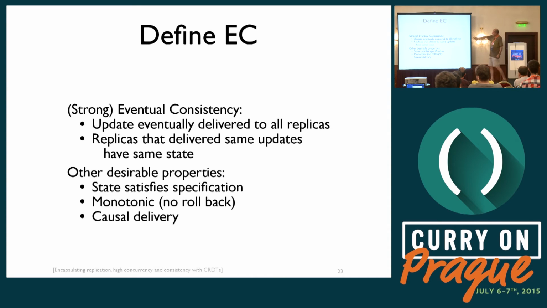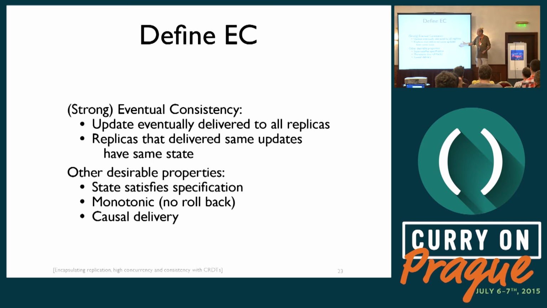So this is eventual consistency, but there are other properties that you often want in addition to it. First of all, you want to make sure that the state satisfies some kind of specification. I'll talk about the specification of CRDTs in a minute. If you just say they all have to reach the same state, well, that's easy. Just make everything null and empty the database and everybody will have the same state. But that's not very satisfactory. So you want to have a specification of what the state changes should be.